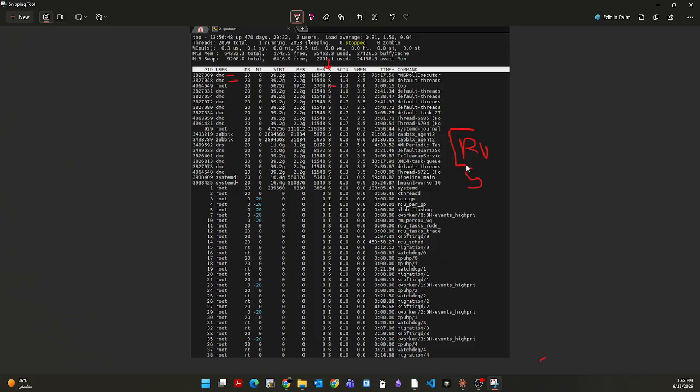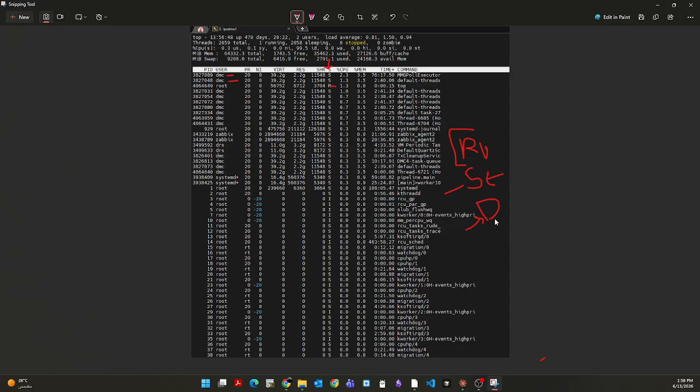Runnable means that this process is either in the CPU running or it is in the queue waiting for its time. It is ready to be scheduled on the CPU to run. There is also S, which means sleep, and there is another type of sleep called D. This one is very important because if the process is not running and it is sleeping, that means it is not taking resources.